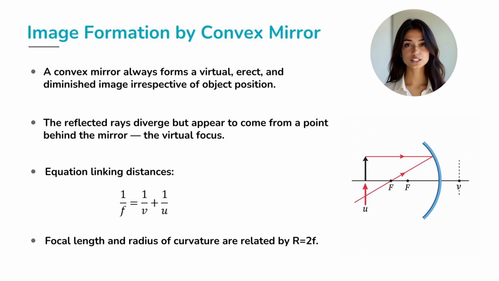The behavior of these mirrors is described by the mirror formula 1/f equals 1/v plus 1/u, where f is focal length, v is image distance, and u is object distance. For both mirror types, the relation R equals 2F holds, connecting the radius of curvature and focal length. Convex mirrors are used in vehicles and stores because they provide a wider field of view, safety through smart optics.